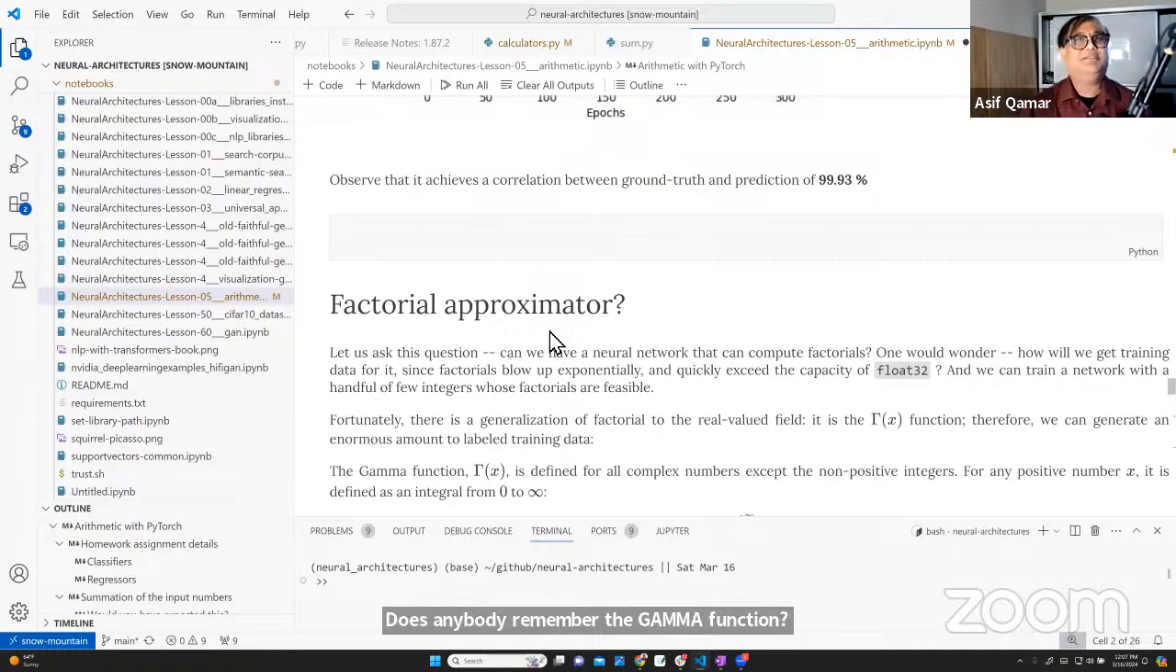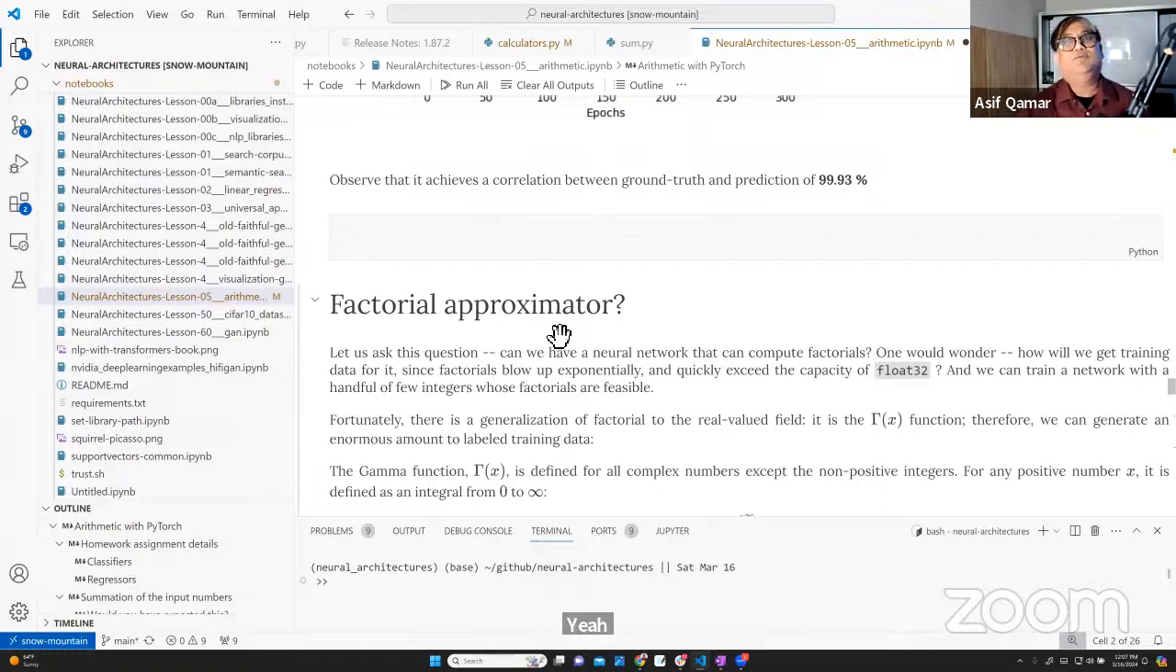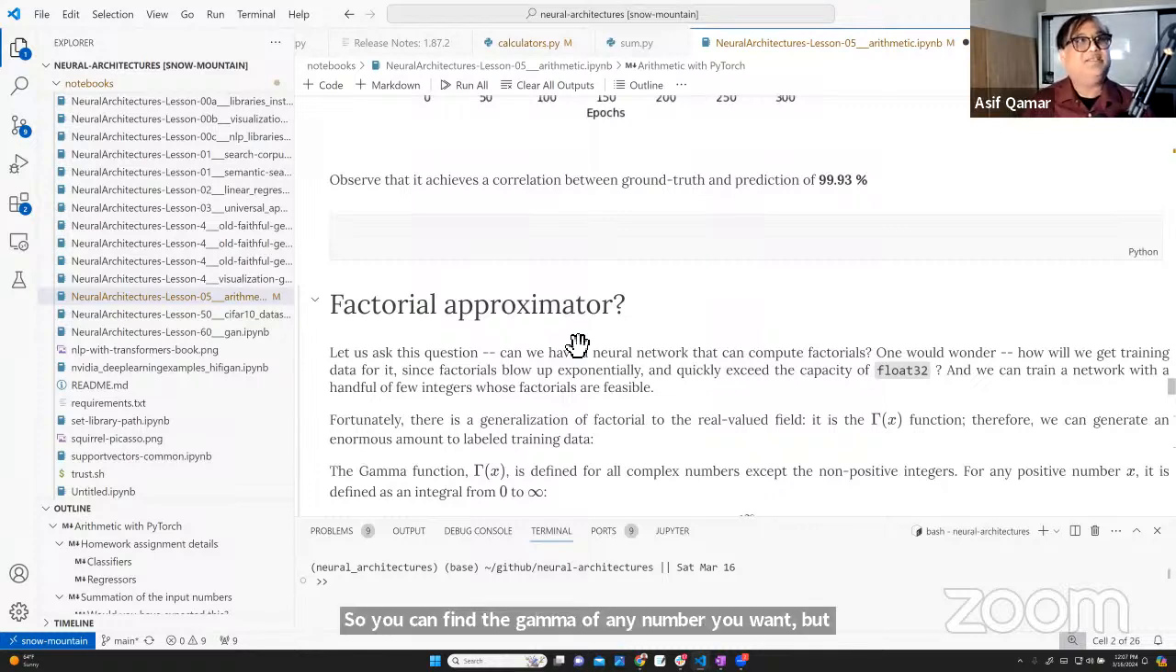Or heard of the gamma function? Yeah. So the gamma function is literally a generalization of factorial to floating points, to decimals, right? So you can find the gamma of any number you want, but if it happens to be an integer, it becomes a factorial, right? So gamma of 11 is 10 factorial, one less than that. The moment it becomes an integer, it becomes a factorial. So it's a generalization of it.